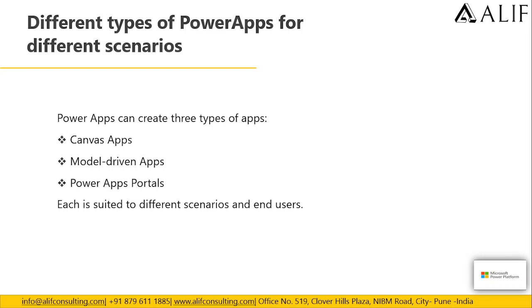Different types of Power Apps for different types of scenarios. If you consider Power Apps in Power Platform, there are basically three types of Power Apps that you can create in Power Platform. One is Canvas apps, which is basically a UI. You can make changes to the UI using Canvas apps. Next is model driven apps. The third one is Power Apps portals. So these are the three types of Power Apps: Canvas app, model driven app, and Power Apps portals. Each is suited to different scenarios and end users.